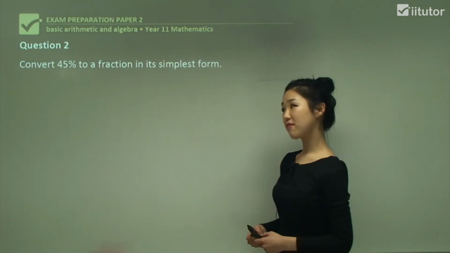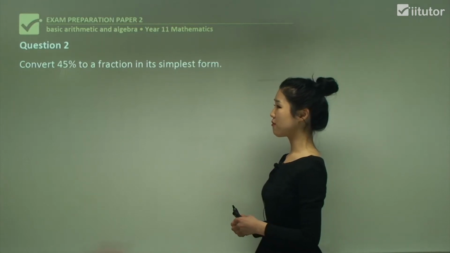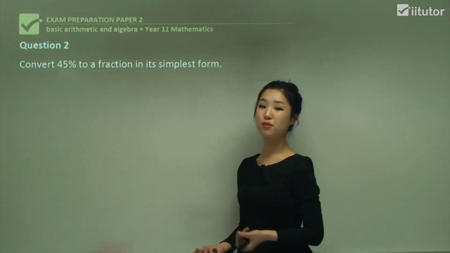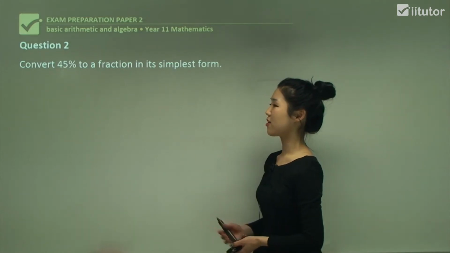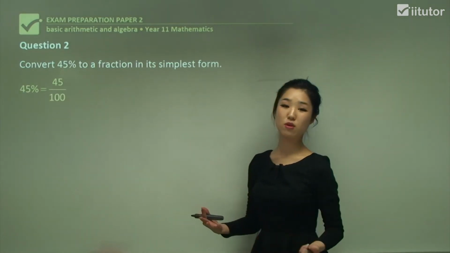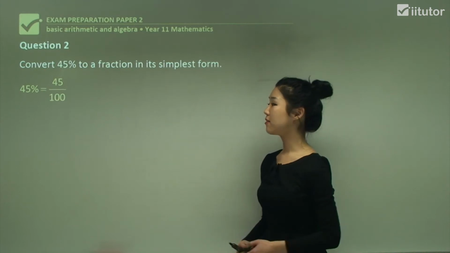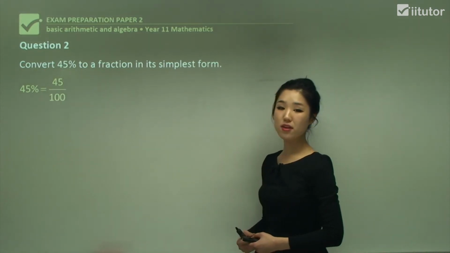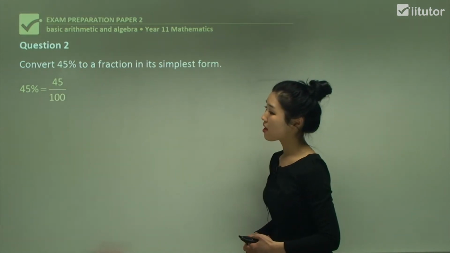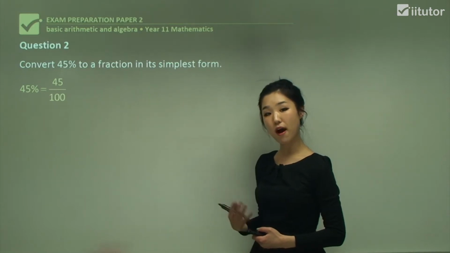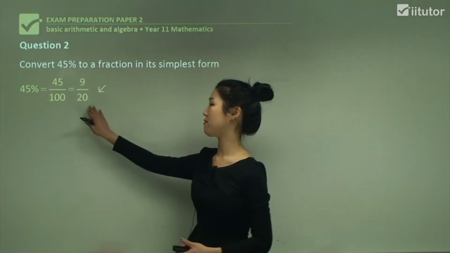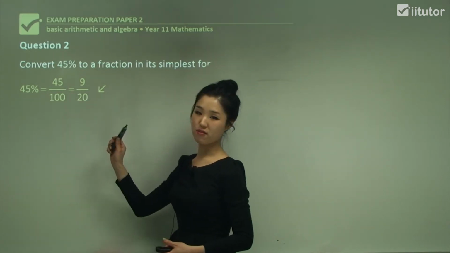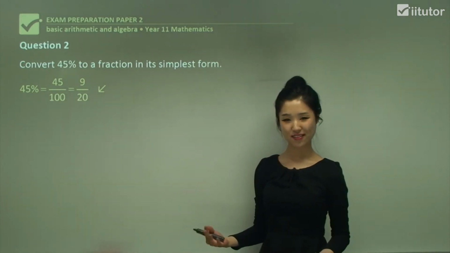Question 2, very easy question. Convert 45% to a fraction in its simplest form. Guys, I don't have to explain this really, because you should all know that 45% is the same as 45 over 100, right? So just divide by the common factor. Maybe we'll divide top and bottom by 5. You should get 9 on 20. You should all know that 100 divided by 5 is 20 and 45 divided by 5 is 9. Okay, how easy was that one?